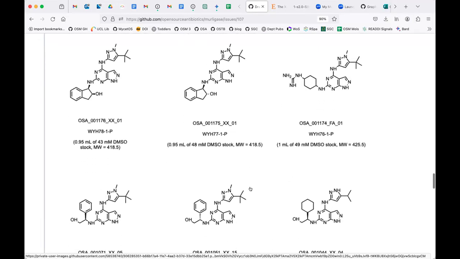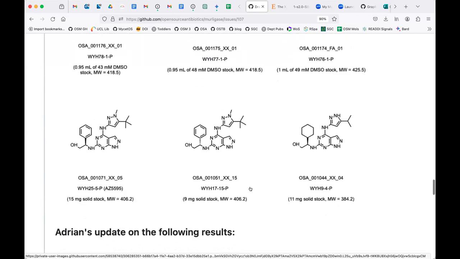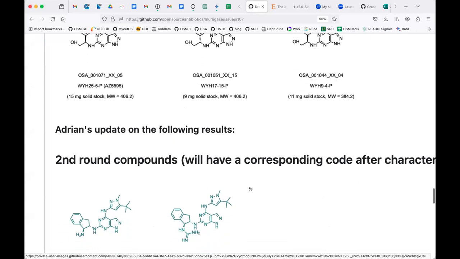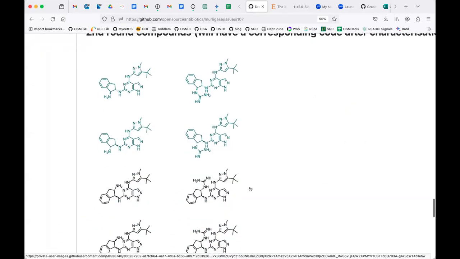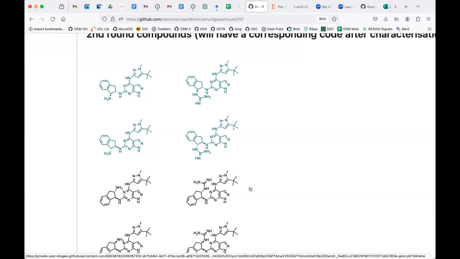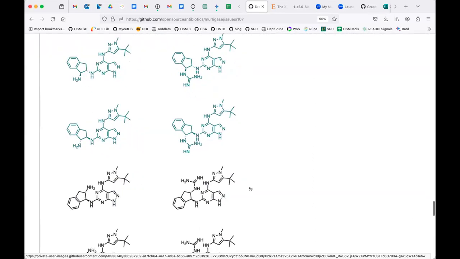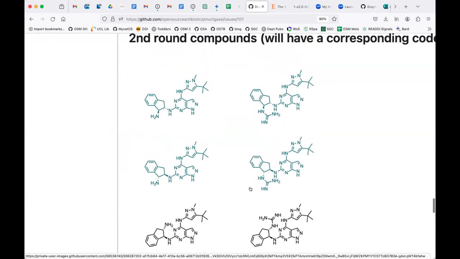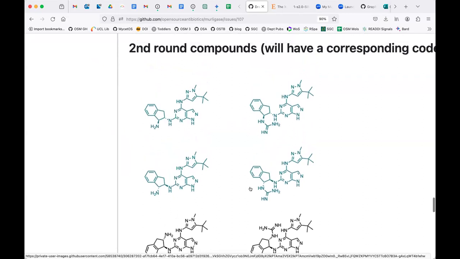Sorry. So these structures were the first round of compounds that I've shipped, and Adrian has just reported the IC50 results of these. I'm posting these structures just because we need a correlation of the codes, like WIH and OSA numbering, just to make it absolutely clear.